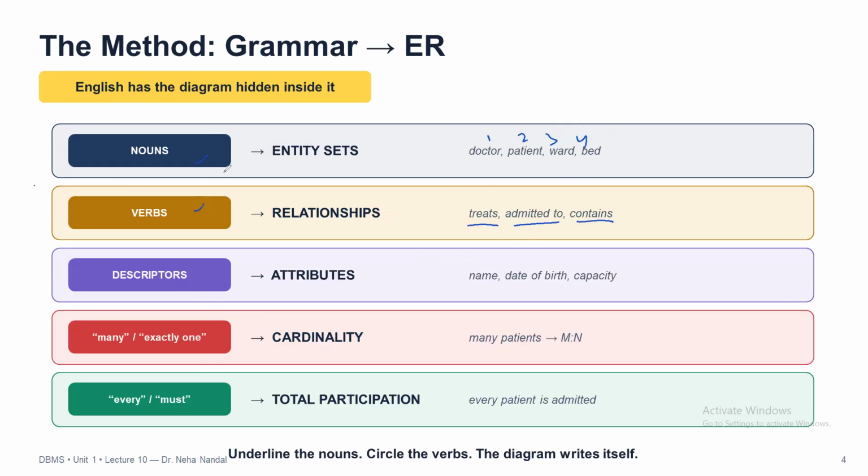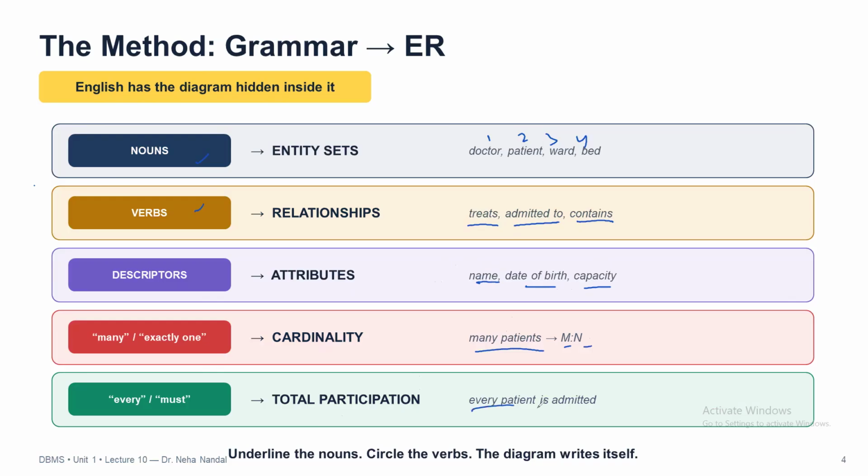And they are verbs, they are nouns. Then what are different attributes? Name, date of birth, capacity. These are different types of attributes just for an example, but each of them is written very well in those sentences also. Cardinalities, many patients, many is to N, we have identified.